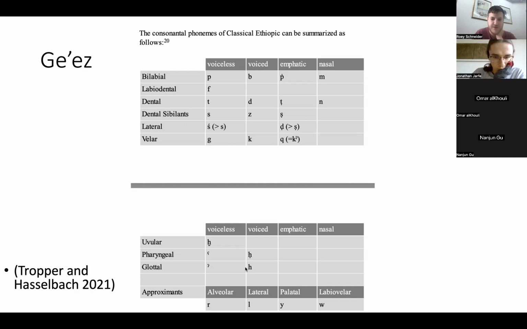Ain, aleph, and hey. Any question? Oh, and in the bottom we have the L and R and N. No, just L and R. Any question? No? Okay.